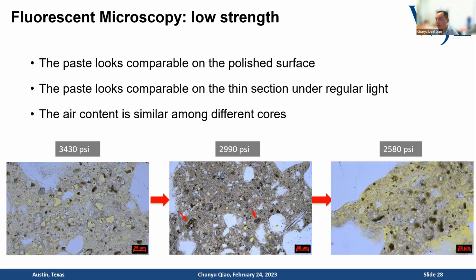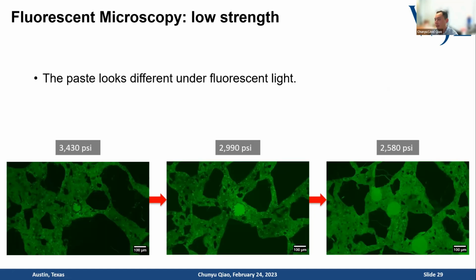So how can we tell more using fluorescence microscopy? Again, in the thin sections, we cannot really tell the difference. We see it's a little bit more porous under the 200 for the lowest strength core, but how do we quantify that? If we observe the thin sections under the fluorescence light, you can see the grain tone change from a darker green to a brighter green tone. I want to emphasize that.